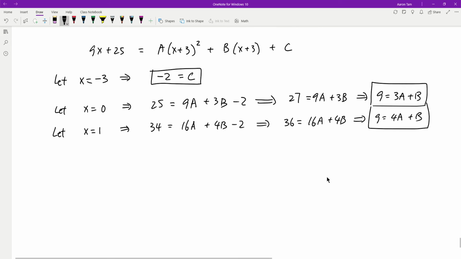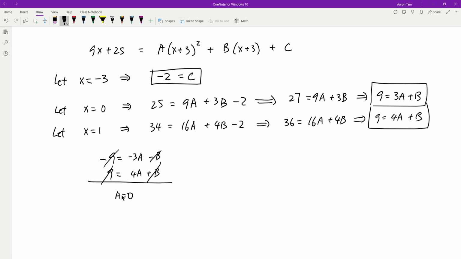Now all I have to do is use these two equations to solve for A and B. So if I look at this correctly, if I simply add the two equations together, or well, not add the equations, but multiply the first one by negative, and then add the second equation, I realize that these two cancel out.